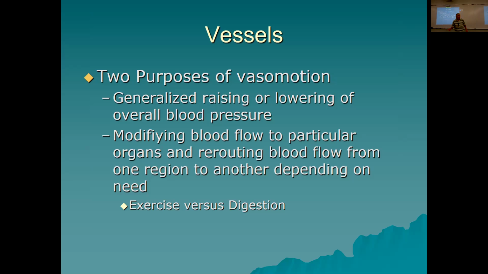And also, modifying blood flow to particular areas, organs, and body parts that need it more than other organs. As far as blood flow all over your body, you can't send every organ maximum amounts of blood. You haven't got enough blood to go around. Your body makes minute-to-minute decisions as to where to send blood, what organs need it more than others, depending upon need. A great example is exercise versus digestion.